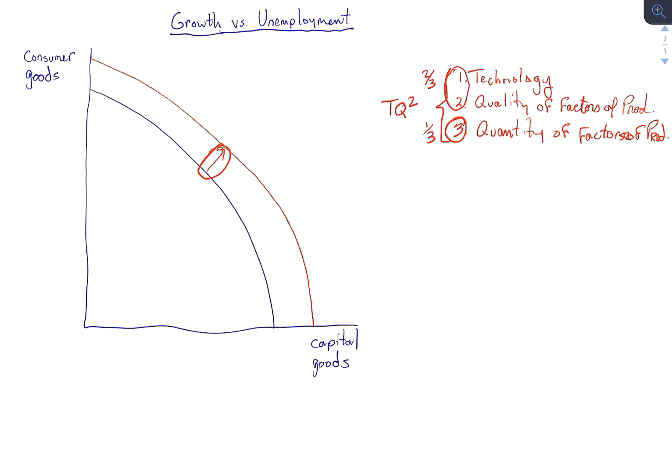Okay, so that is growth. Now, unemployment. Students are often confused if we have workers or inputs that are unemployed. How do we get from point A to point B? And what's the difference in that scenario as compared with just expanding the frontier itself? So what's that difference?